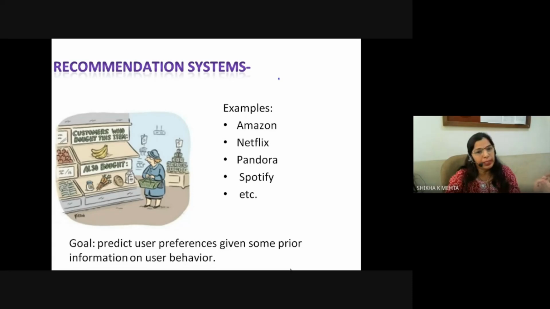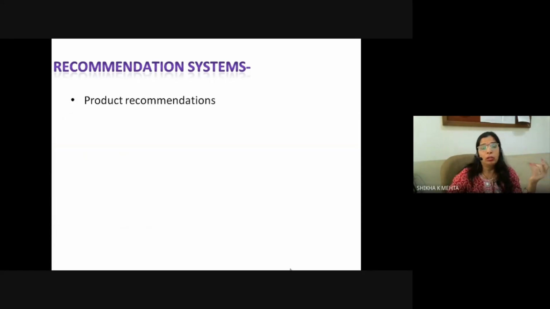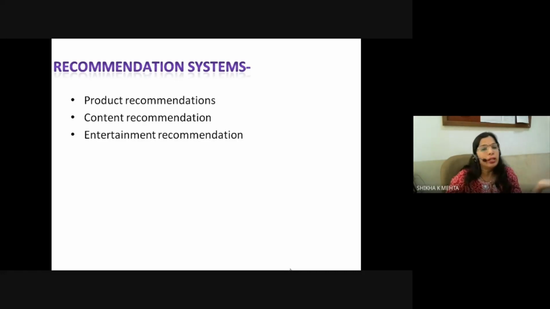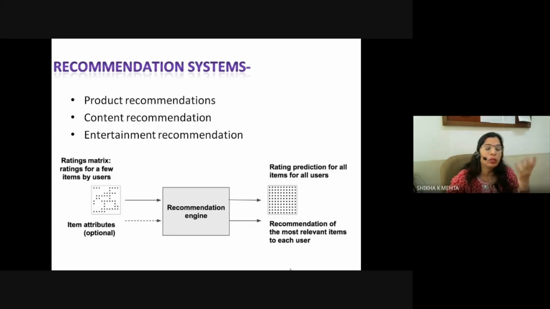Otherwise, all these applications were tracking your behavior, all the activities you are doing on your mobile phones. You were being tracked without your permission. So a lot of your private data was going out without you knowing anything. So we can have product recommendations, content recommendations, entertainment recommendations, and there is a long list of kinds of recommendations depending upon the kind of applications we are talking about.